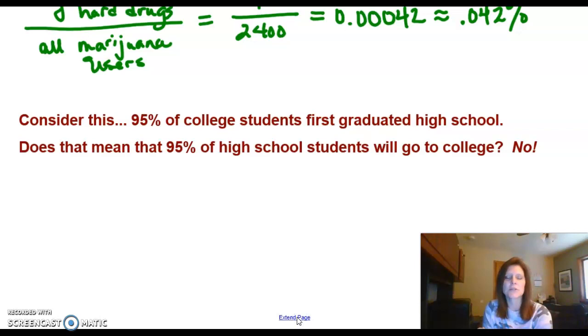95% of college students first graduated from high school. Now, I made that number up, and I knew it wouldn't be 100 because some people take a GED test or get into college some other way. But let's suppose 95% of students on the college campus first went to high school and graduated. That is not the same thing as saying that 95% of high school students will go on to college, right? So the pool, the difference is what that denominator is. That's very important when you're looking at statistics and percentages that are given to you.